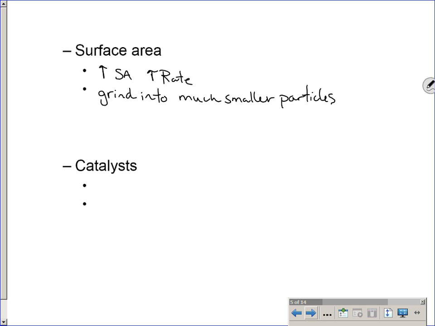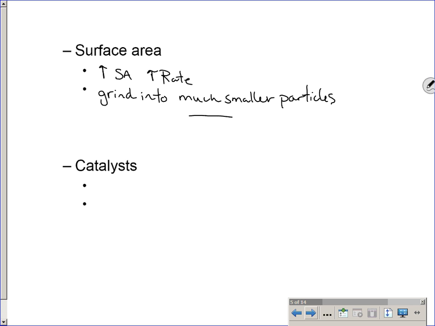So smaller particles are going to have a greater rate of reaction because they have a greater surface area. There's more places along the edges for the particles to bump into each other.